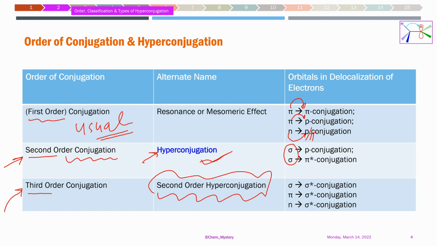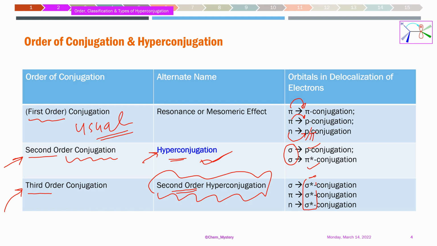The difference between the usual conjugation and the second order hyperconjugation we are seeing here is that in this case the electrons are being delocalized into a sigma star antibonding molecular orbital. Usually when the electrons are being delocalized, they are going either into the empty p orbital, singly occupied p orbital, or empty pi star antibonding molecular orbital. So these different cases we'll be seeing in our further discussion.